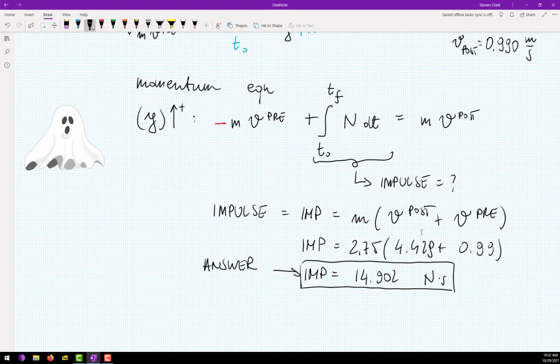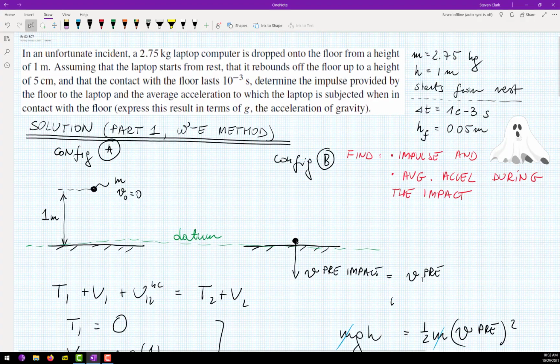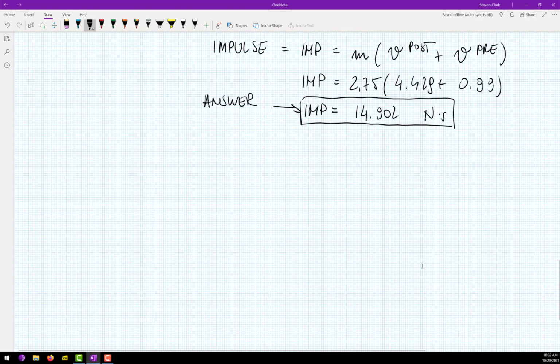Okay, but they ask us to find one more thing. Before we find it, any questions about what happened on the board? Okay, so now let's see what they want us to find. Average acceleration during the impact. So let's now find a average.